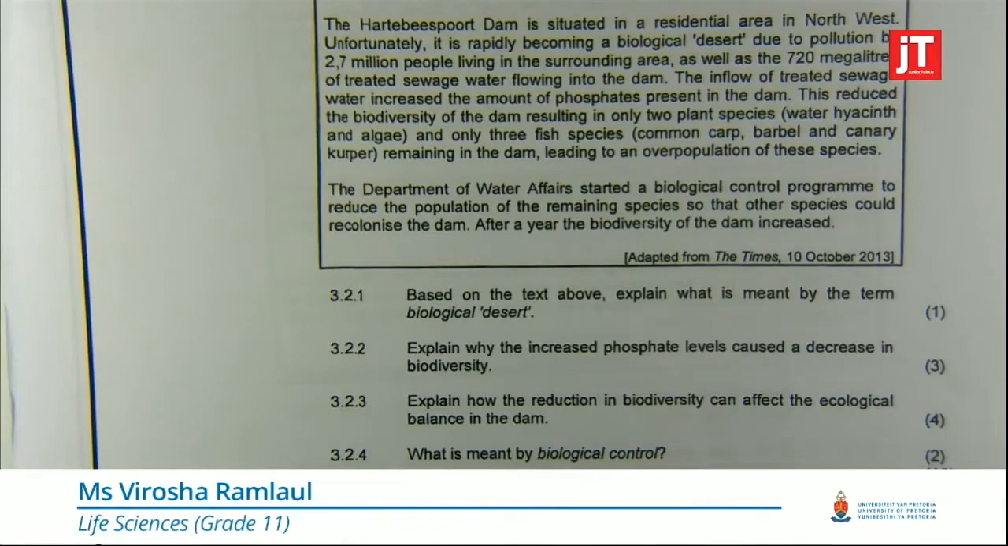Why did the increased phosphate levels cause a decrease in biodiversity? 3 marks. Phosphates, did we learn that word anytime? Yes. So see how they're tricking the learners here. They're not saying nitrates. You learned that fertilizers have nitrates and phosphates. So what is this going to lead to? Eutrophication. So that's the first mark. What does eutrophication cause? Algal bloom.